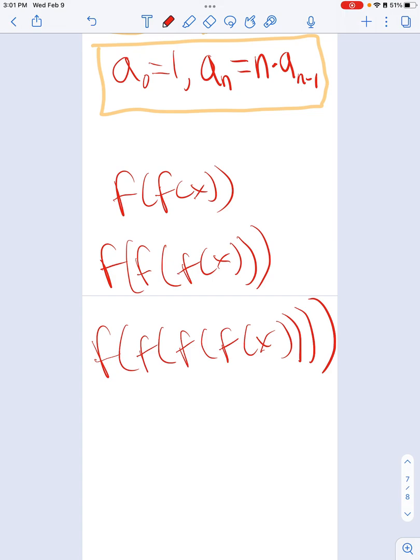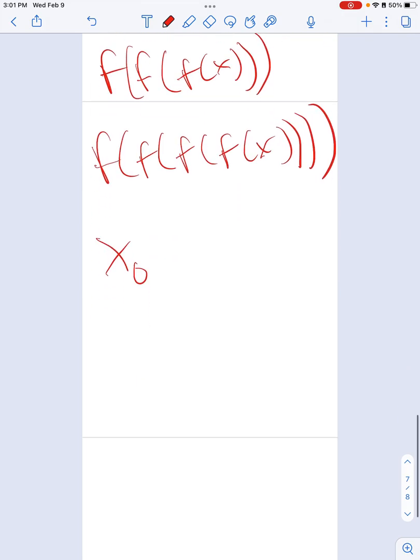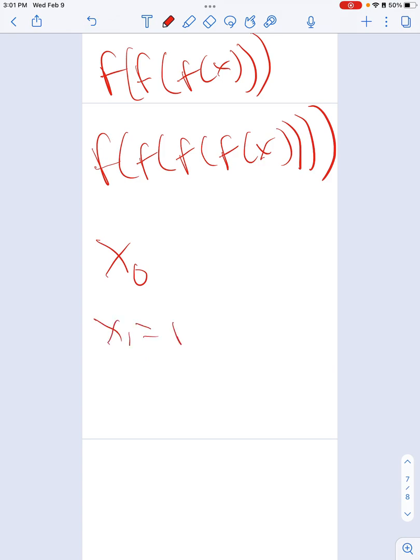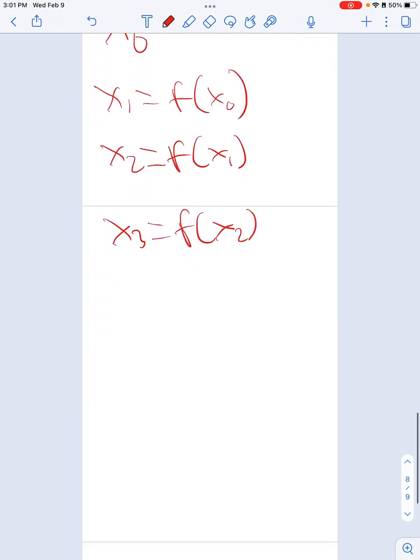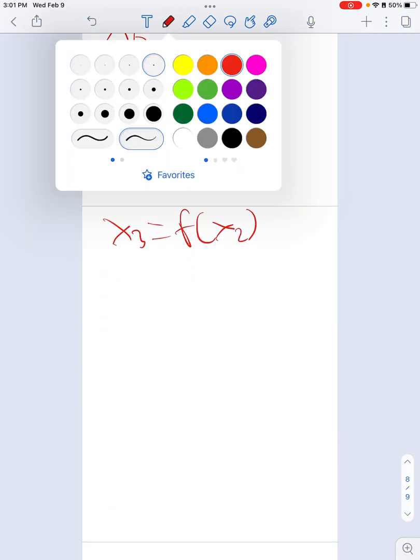So you can use iteration to generate a sequence recursively. Begin with an initial value of x sub 0, and then let x sub 1 equal f of x sub 0, x sub 2 equal f of x sub 1, and so on and so forth. So x sub 1 equals f of x sub 0. X sub 2 equals f of x sub 1. X sub 3 equals f of x sub 2. And again, you can go on and on.